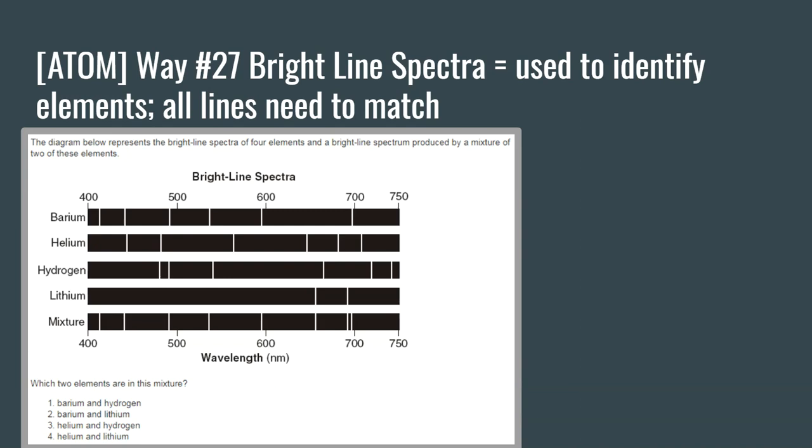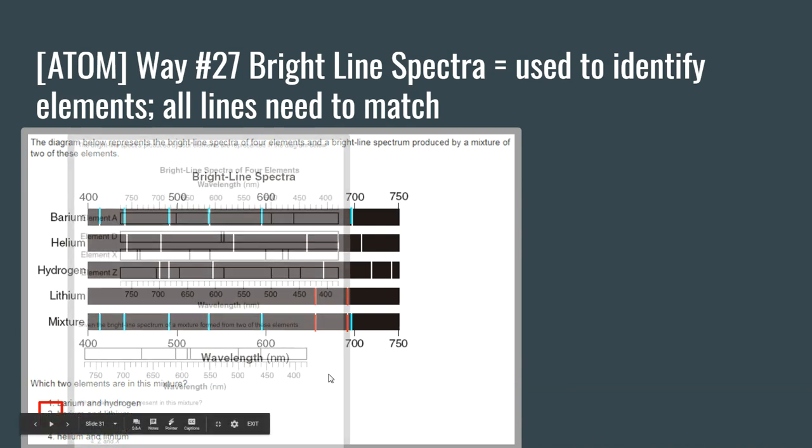Okay, I'm going to highlight the elements in the mixture with what they match up with. So look at these cyan lines and notice that these cyan colored lines match up with the barium element. Also, these red lines match up with the same lines as lithium. Therefore, the mixture must contain barium and lithium.